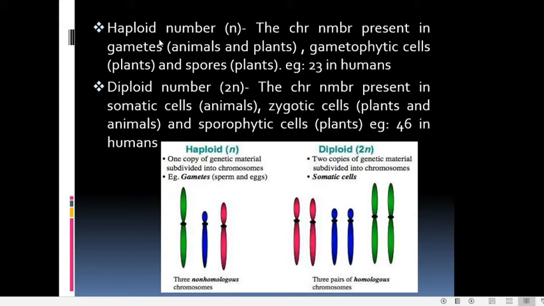What is diploid number? In sexually reproducing organisms, the gametes fuse together to form the zygote, and the chromosome number present in the zygotic cells or the somatic cells of organisms or the sporophytic cells of plants is referred to as the diploid number. In humans, it is 46 because our somatic cells have 46 chromosomes. The haploid number will be half the diploid number in sexually reproducing organisms because the somatic or zygotic cells are formed by the fusion of the sex cells or gametic cells.